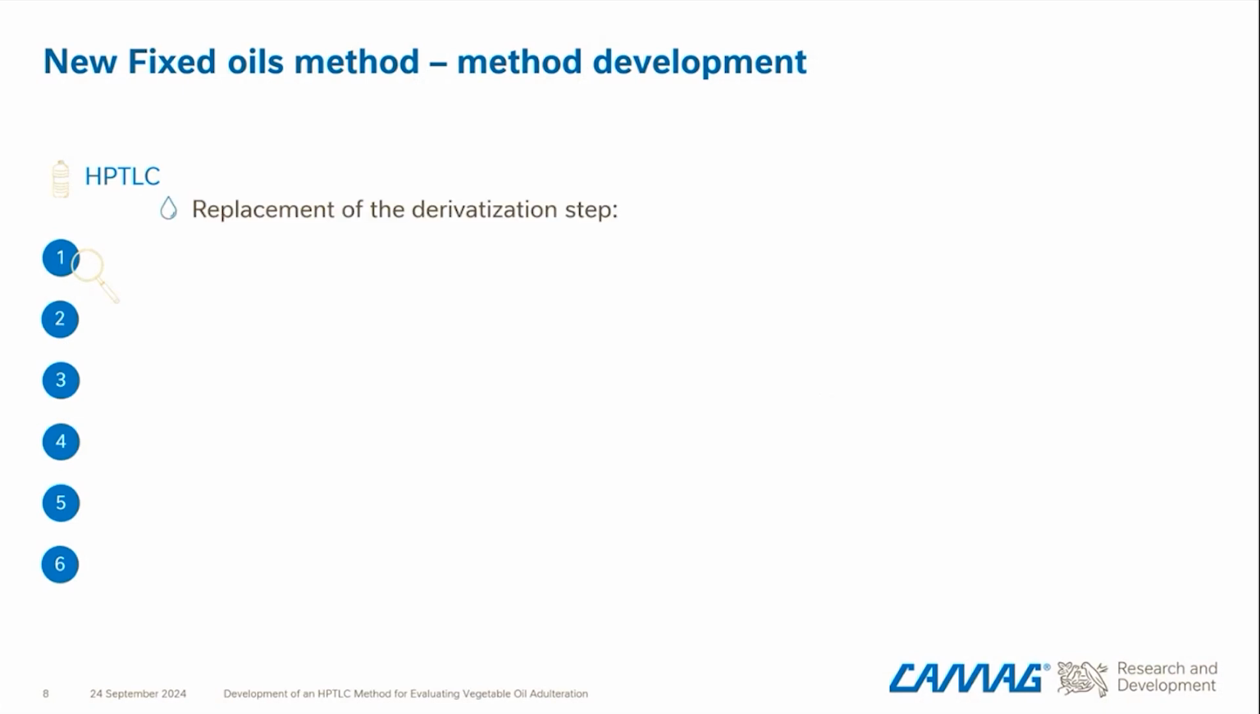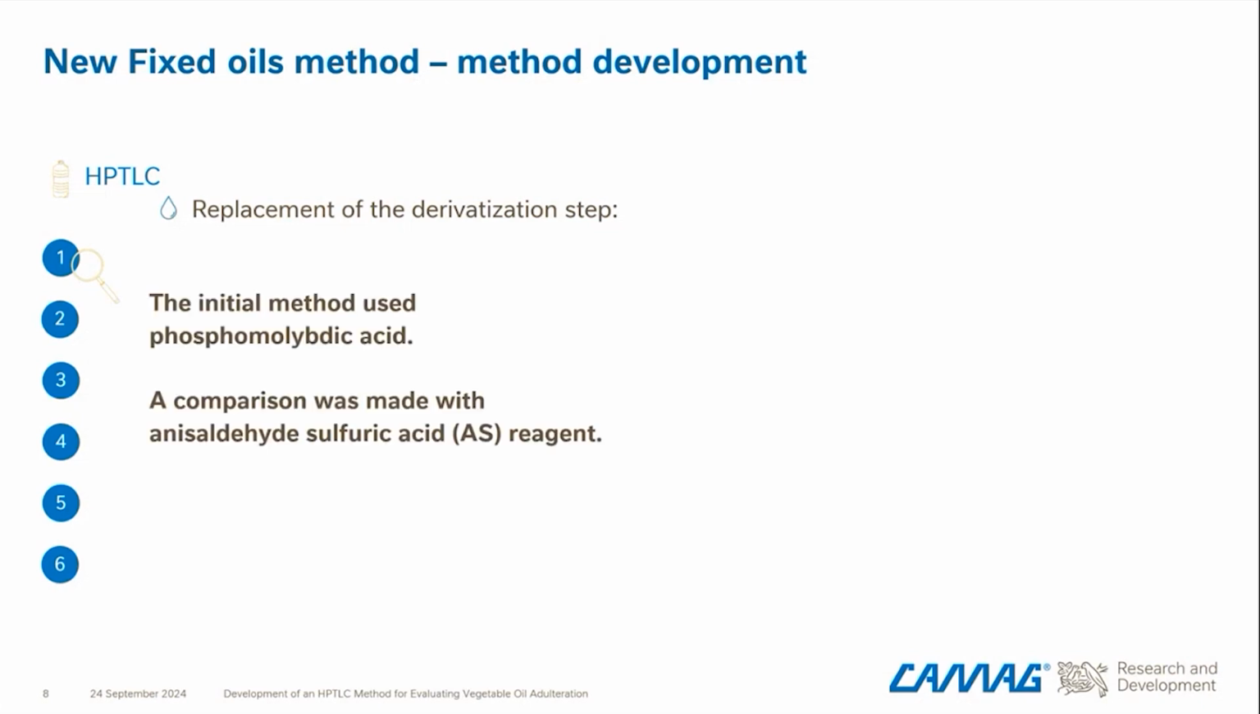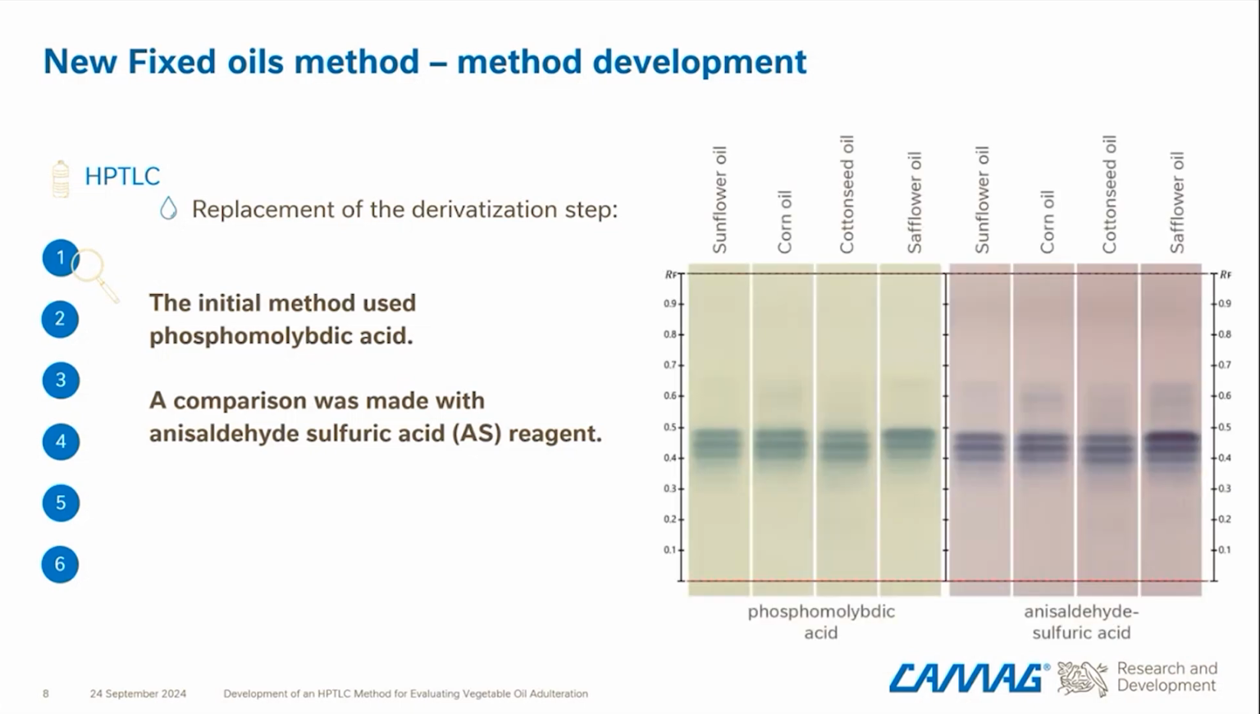In the first step, we wanted to replace the derivatization step to make it easier during the method development. Initially, the method is done with phosphomolybdic acid, and with this reagent you need to heat your plate at 120 degrees, which is quite high. So we wanted to have something different, and we did a comparison with the anisaldehyde sulfuric acid reagent. You see the result here. On the left side, you have the sunflower, the corn, the cottonseed, and the safflower oil derivatized with phosphomolybdic acid, and on the right side, the same oils derivatized with anisaldehyde sulfuric acid. You see that there is no significant difference between both reagents. We are detecting the same sequence of zones, so we could actually replace the phosphomolybdic acid by the anisaldehyde. That's why we then used the anisaldehyde for the rest of the tests.